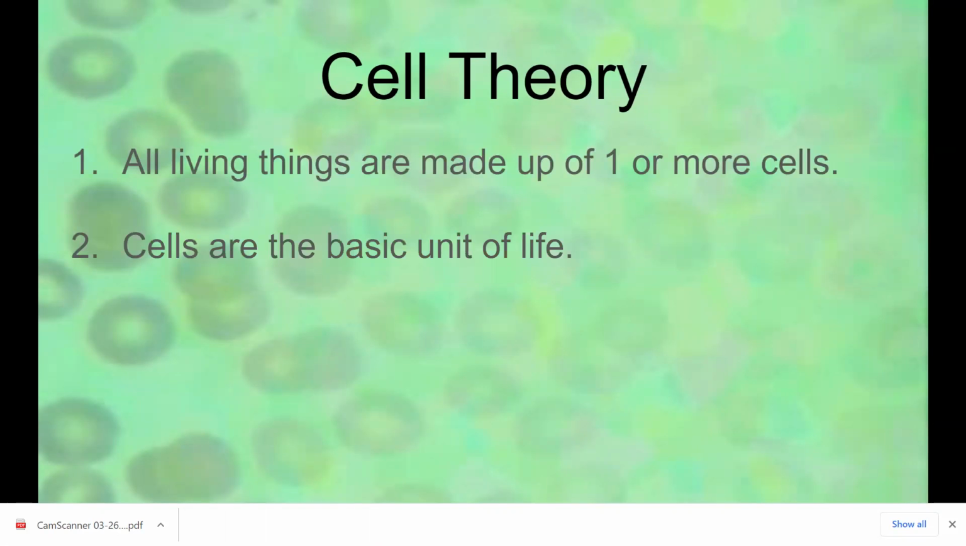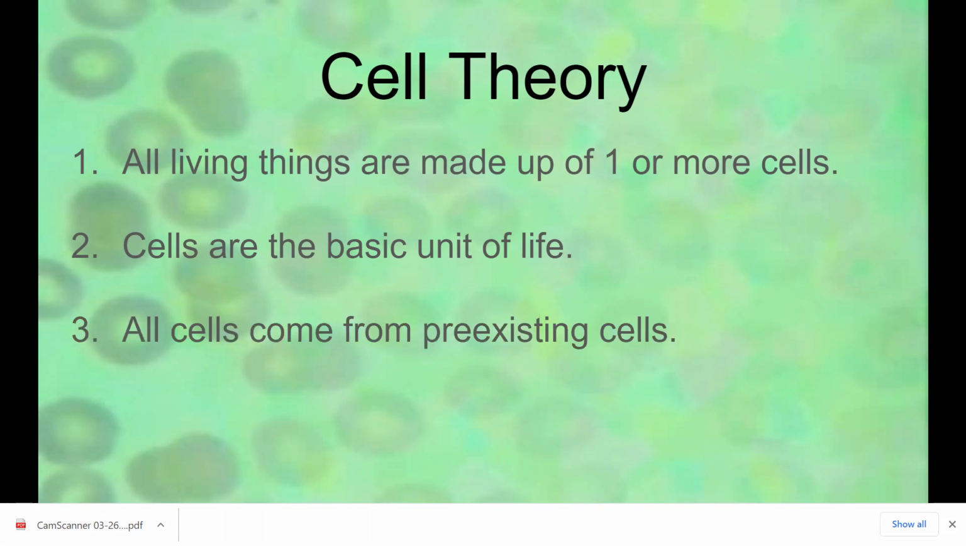So I first want to start off by discussing cell theory. And cell theory states a few different things. First, it states that all living things are made up of one or more cells. So if you are a living thing, you are made up of at least one cell. Two, cells are the basic unit of life. So that kind of ties in with the first thing. So if you are living, you are made of cells. And number three, all cells come from pre-existing cells.